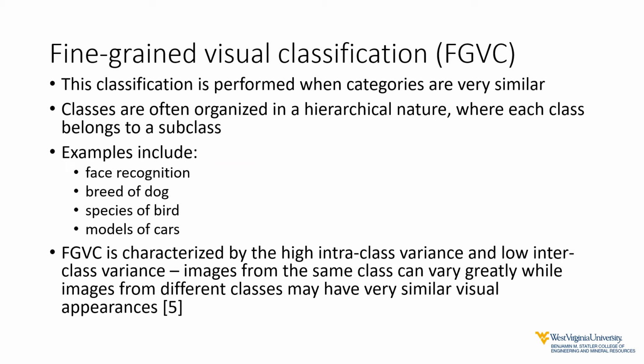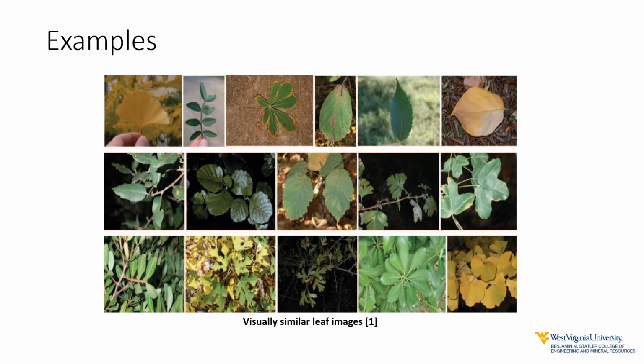Here we are going one step deeper and utilizing fine-grained visual classification. This is used when the categories are visually very similar. For example, in face recognition, the faces are very similar, so it's hard to classify those using normal algorithms, normal models. That's when we use fine-grained visual classification. As you can see in the example, there are leaves. They have similar colors and shapes. They are visually very similar, and that's the reason we want to use the fine-grained visual classification technique here.